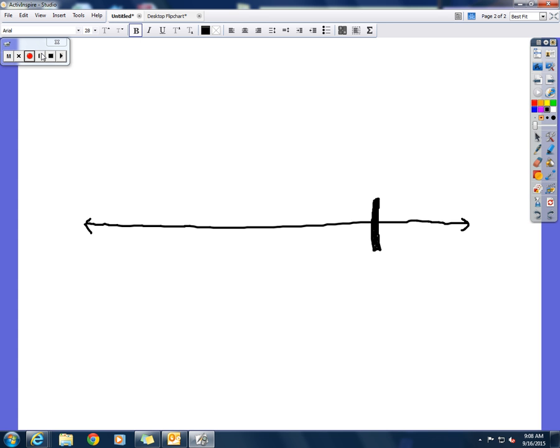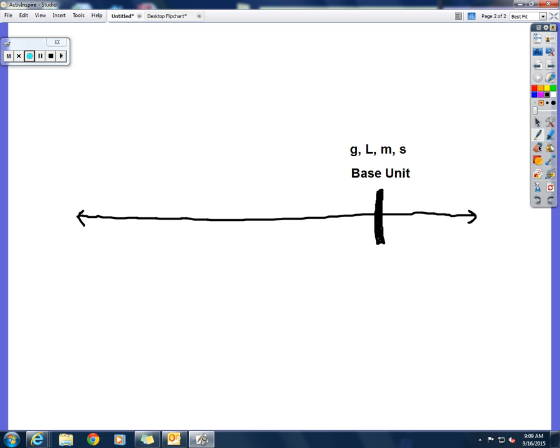So I'm going to write some text in here, which you should write in as well. All right, so these are my base units. And when I say base unit, what I mean is this is your grams, liters, meters, and seconds. Okay, so these are the base units that we have. Things without prefixes. Now go ahead and draw 5 lines and to the left.